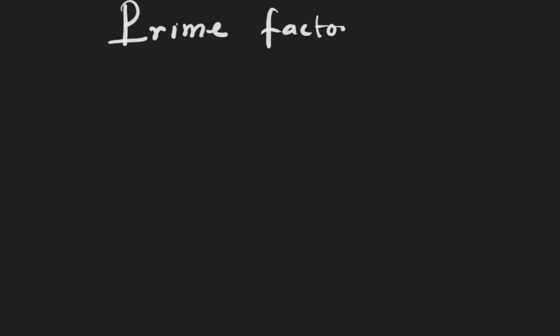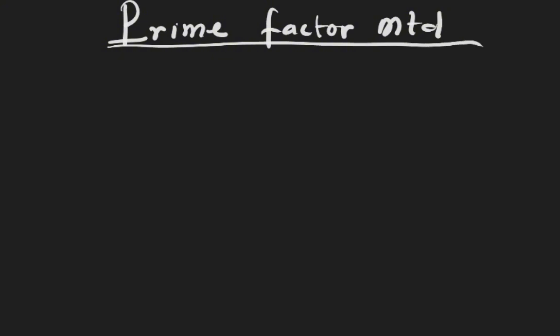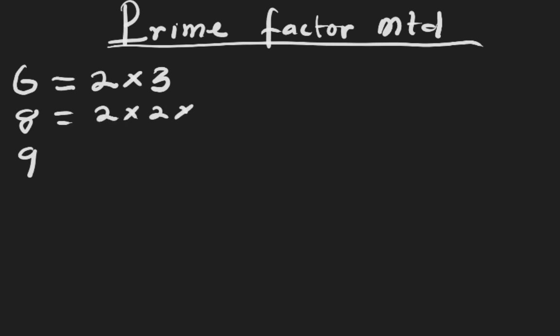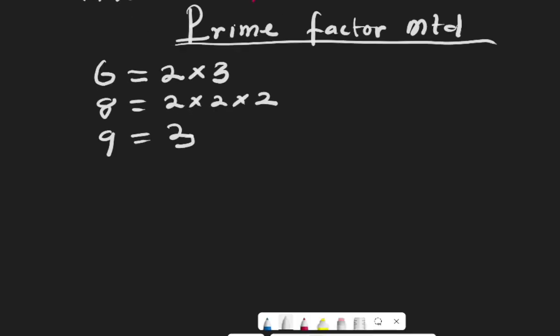Now we use the prime factor method. In the prime factor method, what we do, we write the numbers 6, 8, and 9. What are the prime numbers that can multiply to give you 6? We have 2 times 3. 8 is 2 times 2 times 2. Then 9 is 3 times 3.